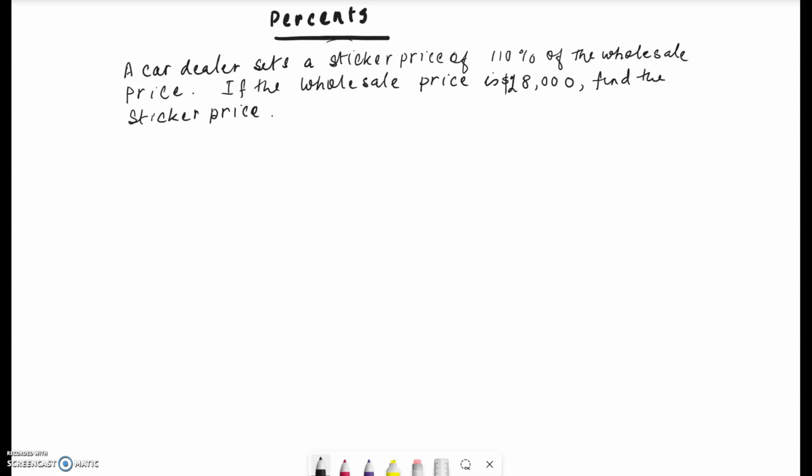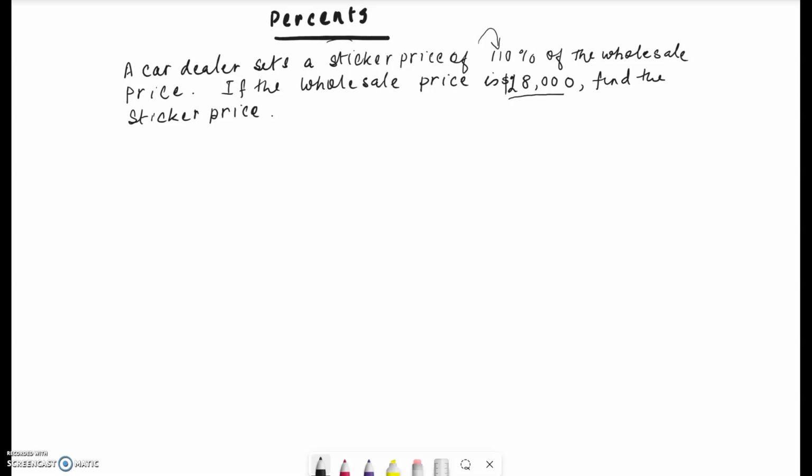So let's read this problem. It says a car dealer sets a sticker price of 110% of the wholesale price. So the wholesale price is 28,000 and it's marked up by 10%. So it's 110% of 28,000. So let's set up this equation.